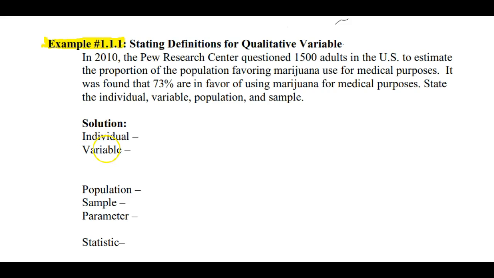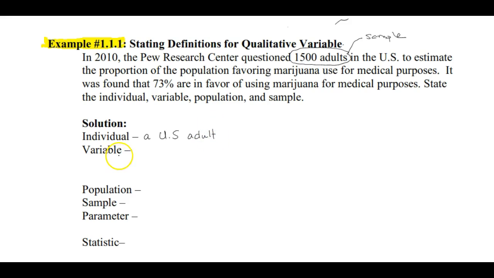So in this case, to find the individual, I always find for students it's helpful to first find the sample. So here's our sample. And remembering that an individual is just one of those objects. It's a single individual object. So our individual here is just a U.S. adult.